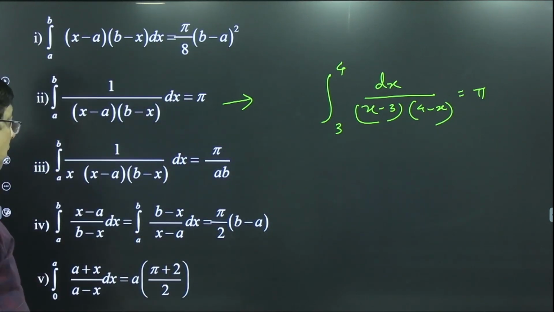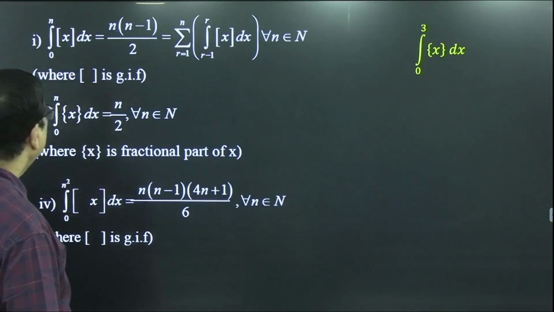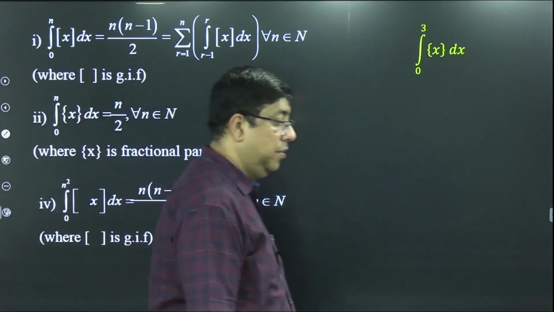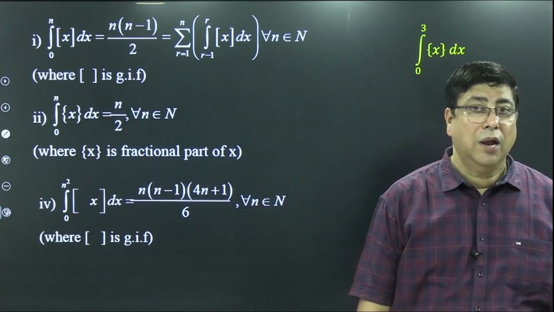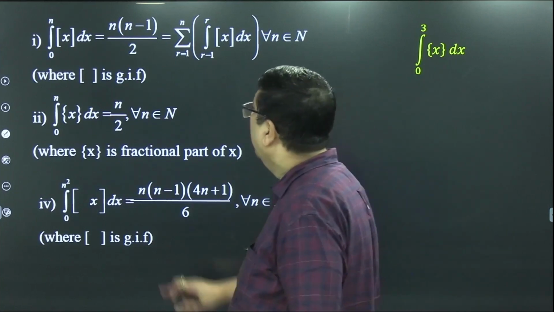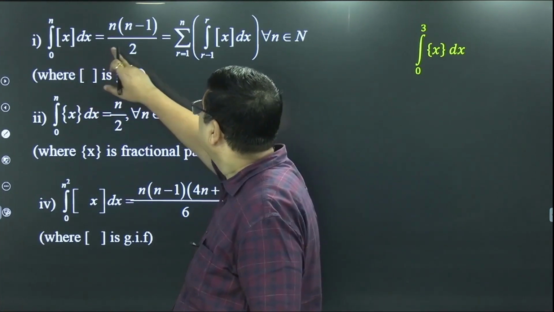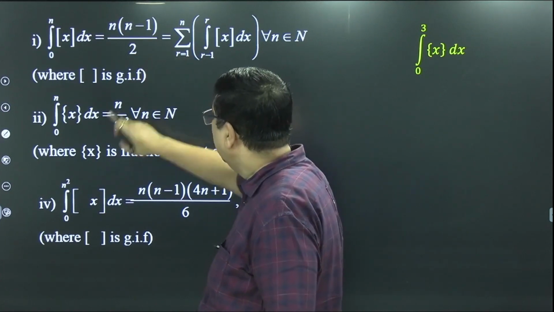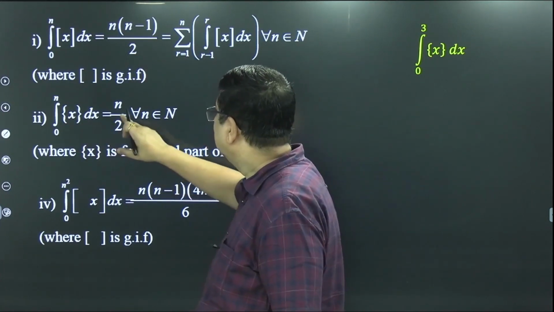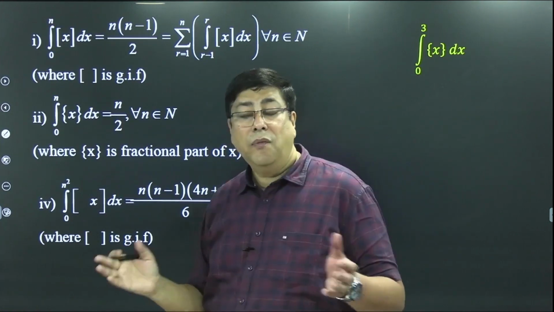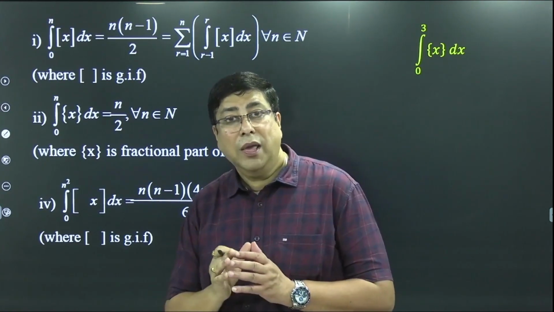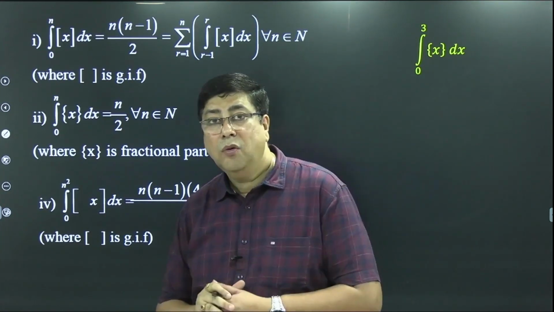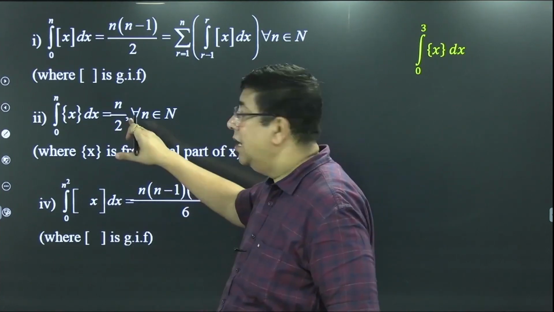Now let's go to another list of formulas, and these are very important. These are the box function, the greatest integer function. Just see one thing here: integral 0 to n of box x is n into n minus 1 by 2. Remember this is extremely important, and integral 0 to n of fractional x is n by 2. There are a number of ways we can solve this sum. We can solve it by the area method. I am showing you one method of how this result comes.